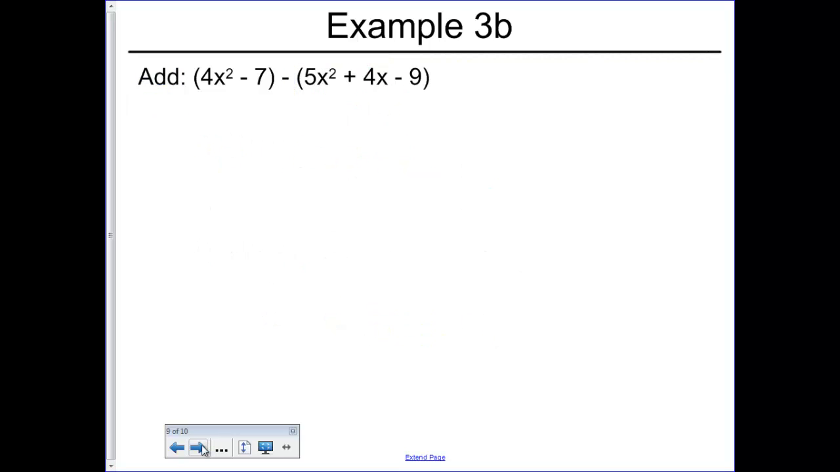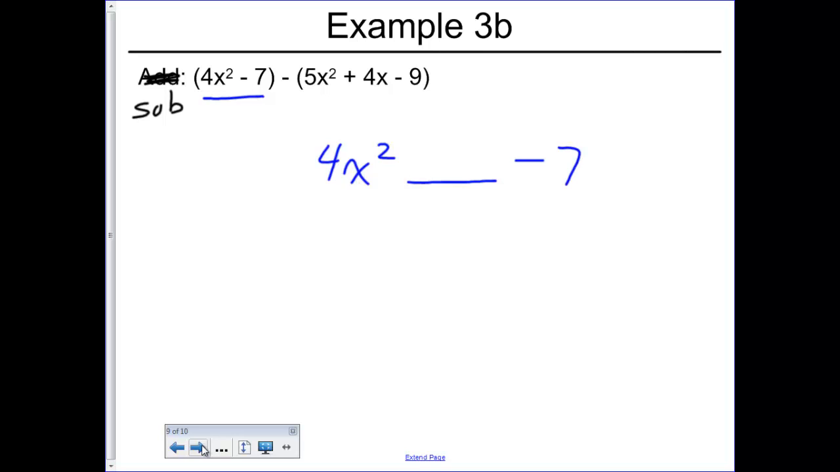Example 3b, again that should say subtract. Now we still have to do the same thing. We have to distribute that negative first. But what I'm going to do is take what's inside here, and I'm going to set up my vertical template. So 4x squared. I don't have an x to the first, so I'm going to leave that blank. And then I'm going to put my minus 7.